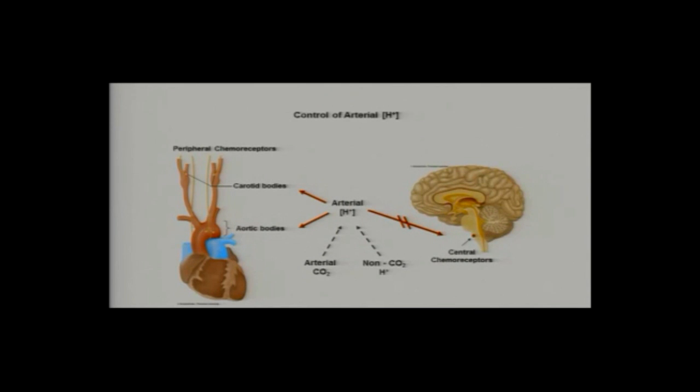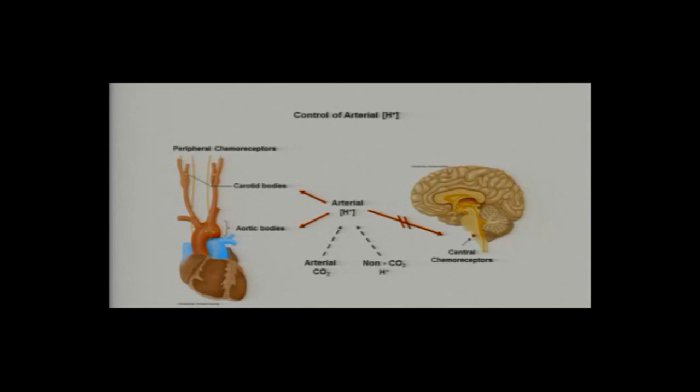Finally, there's this issue that changes in blood pH will affect respiration, because the peripheral chemoreceptors are highly sensitive to blood pH. Now, when we look at arterial pH, which is a measure of hydrogen ion concentration, hydrogen ion concentration in circulation comes from two sources. Arterial pH comes from CO2-derived acid in the form of carbonic acid.